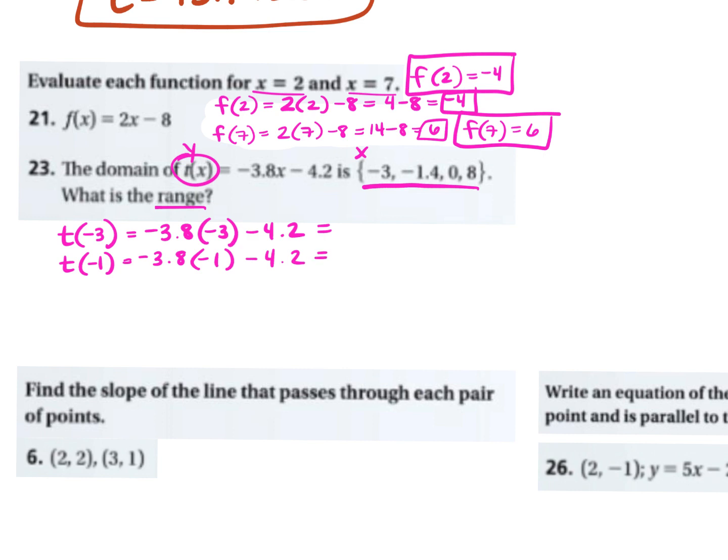Remember, I showed you a way on your calculator to do this so you didn't have to keep typing everything in every time. Oh, sorry, that's not a negative 1. That's a negative 1.4. My bad. Here, let's erase a little here. T of negative 1.4, sorry. So t of 0 is going to be negative 3.8 times 0 minus 4.2. T of 8 is going to be negative 3.8 times 8 minus 4.2.